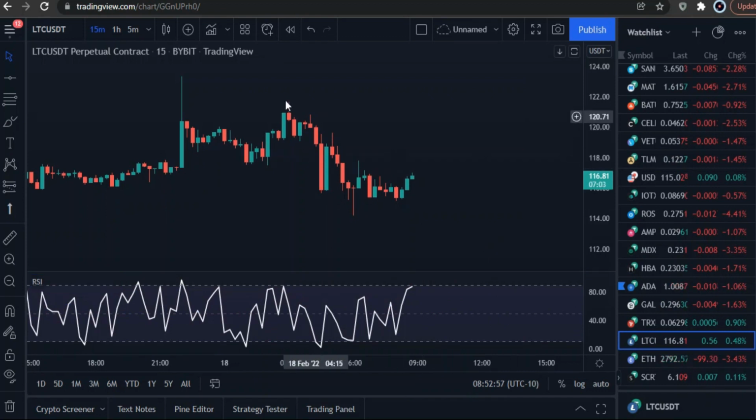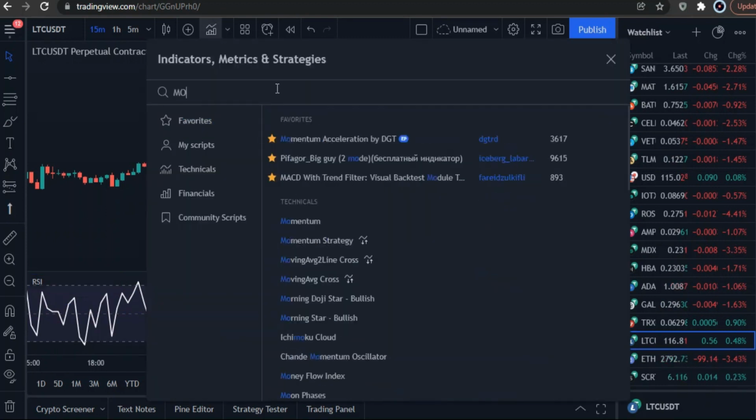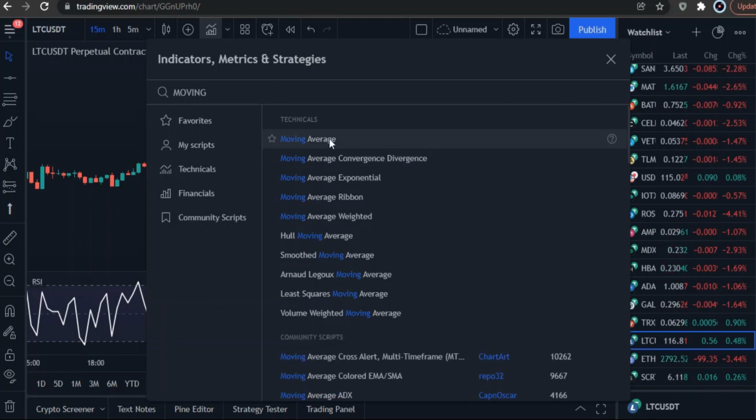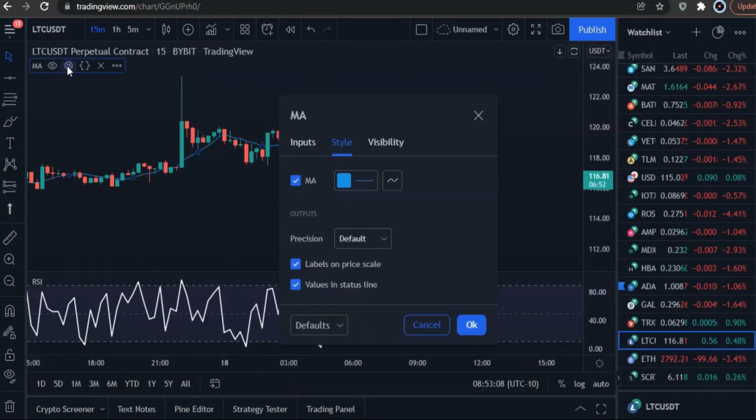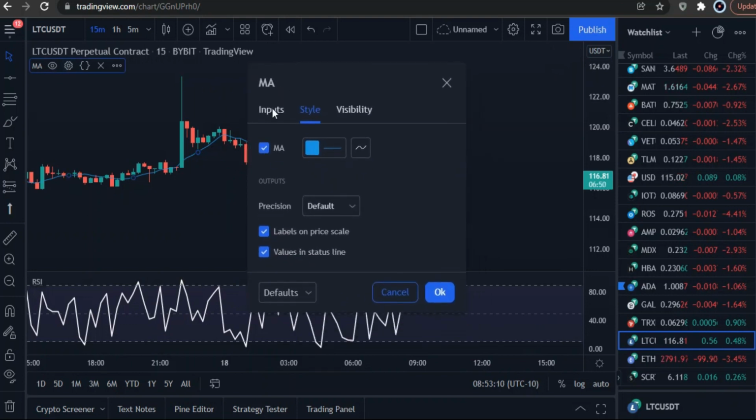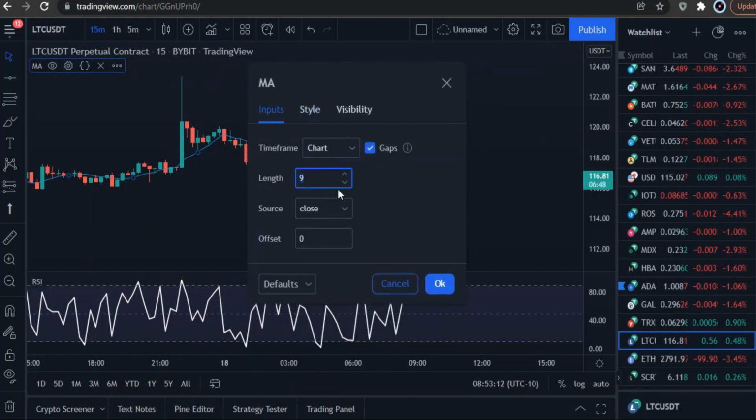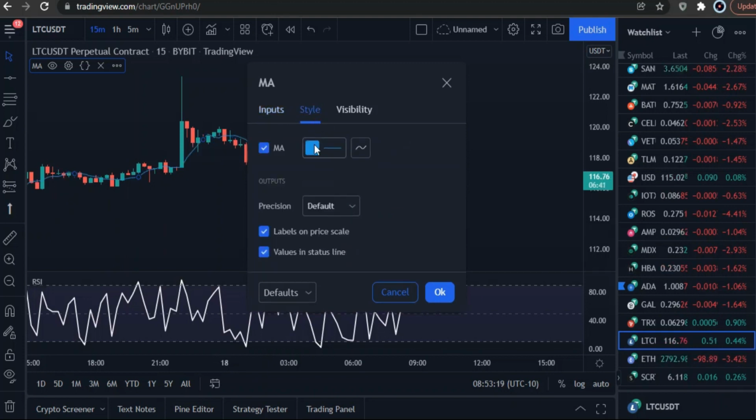Now we will look for another indicator, which is the moving average indicator. After applying it to the chart, open its settings as well. Head to the inputs and change the length to 5. And don't forget to change the offset to 1. As for the color, choose any color you want.